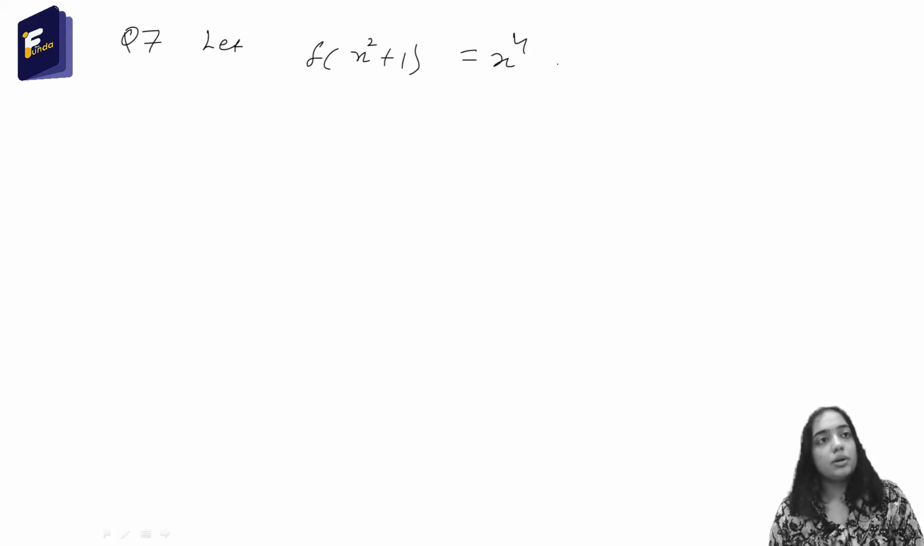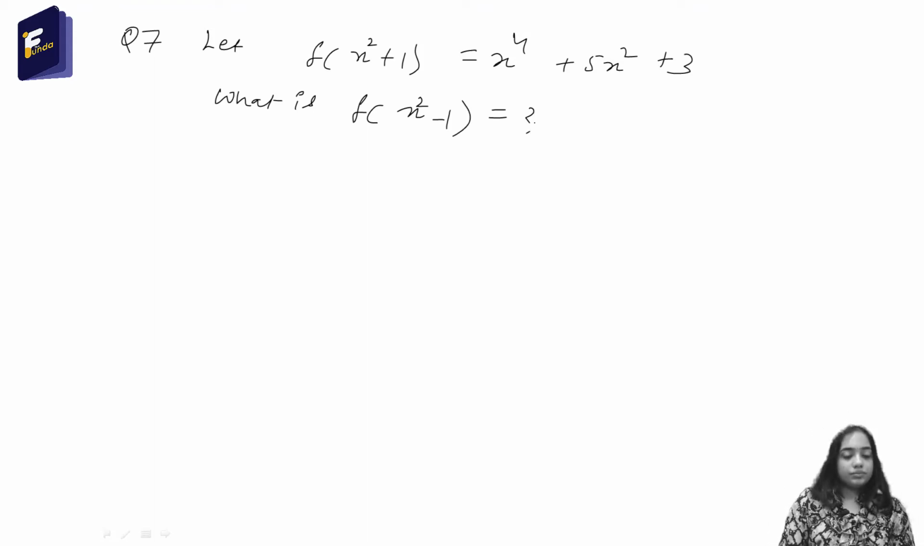Okay, so this is question number 7. So it is given that f(x square plus 1) is equal to x to the power 4 plus 5x square plus 3. Okay, what is f(x square minus 1)? So you may pause the video and solve this question.